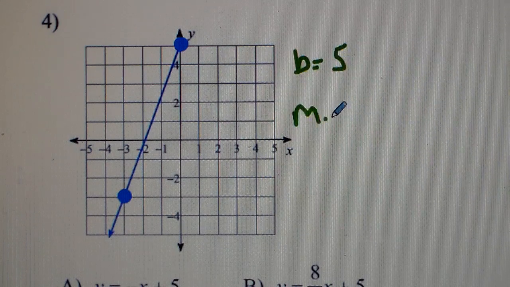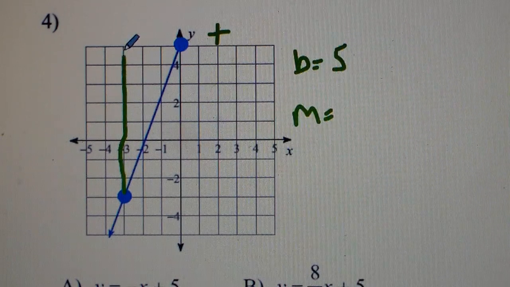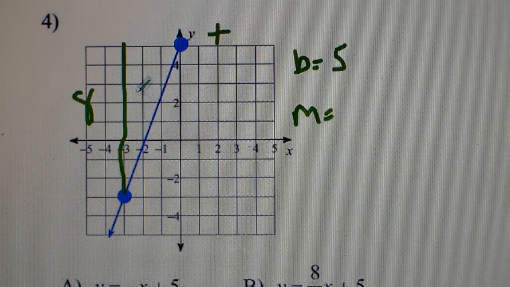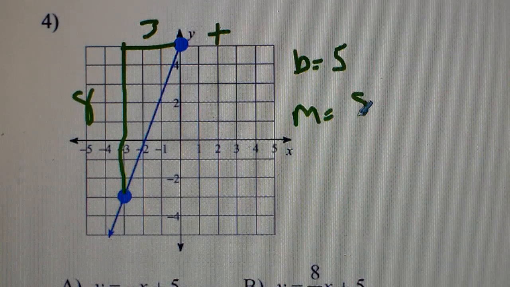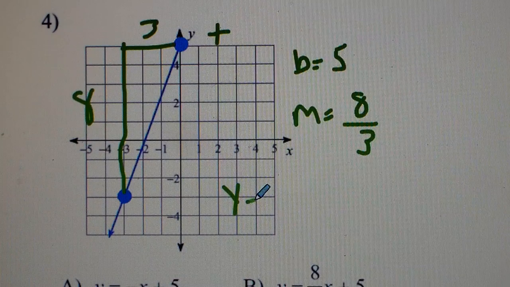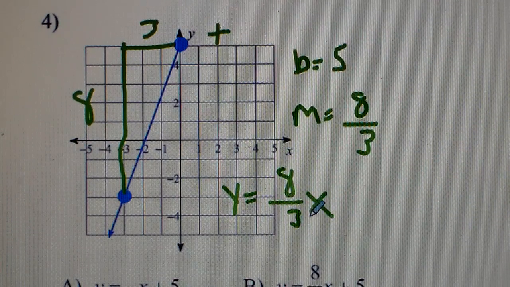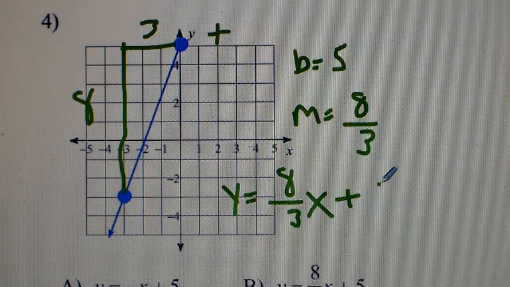Our slope is a positive line, so I know our slope is positive, and it goes up 1, 2, 3, 4, 5, 6, 7, 8. Rise of 8, and a run of 3. So our slope is 8 over 3. Put that in the equation. y equals 8 over 3 x plus 5.